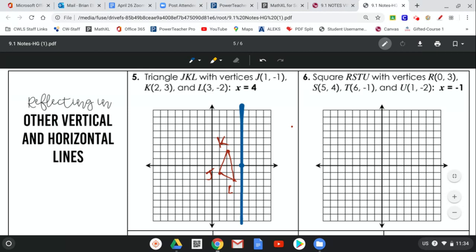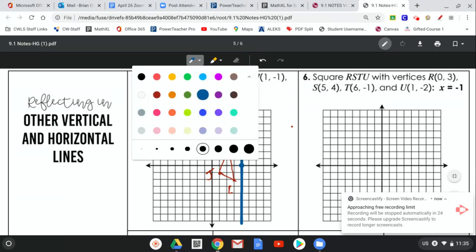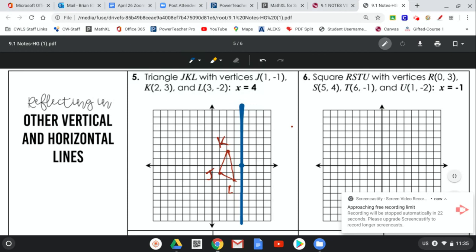So that's the part with these: plot the coordinates and then find your line of reflection and draw your line of reflection. So in Desmos, you just put x equals 4, okay? So then to finish out this problem, all you have to do is, again, count.